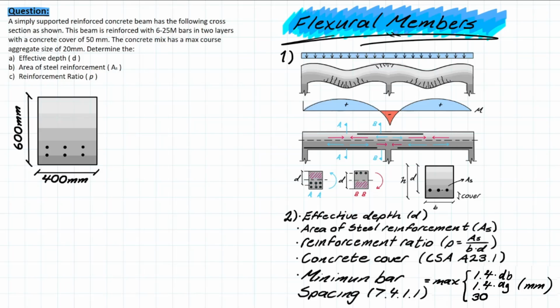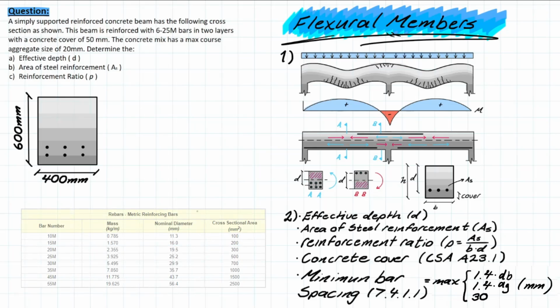And the way to calculate this is just to take the count of rebar that you have in your member and then multiply it by the area of the bar. So these bars range in different systems. You have different callouts for the type of rebar. And in this problem here, we have a 25M.